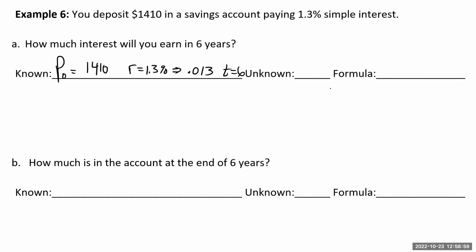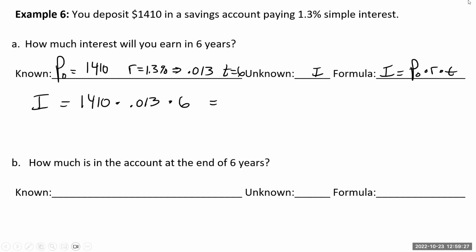What we're looking for here is the I value, the interest amount, excuse me. So we have a formula that tells us how to calculate how much interest we earn. So the interest I is equal to P sub 0 times R times T. All right, so subbing in, we have I equals 1410 times 0.013 times 6. And let's see how much money we're going to earn.